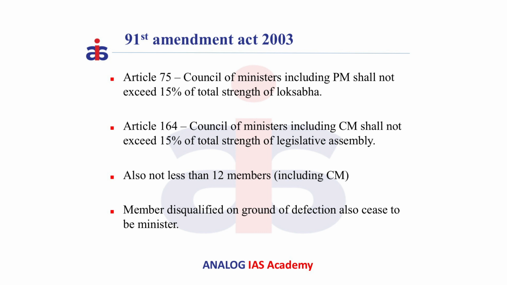The total number of ministers, including Prime Minister, in the Central Council of Ministers shall not exceed 15% of the total strength of Lok Sabha, according to Article 75. Same is the case with the Legislative Assembly of any state. Here, the additional provision is that the number of ministers, including CM, in a state shall not be less than 12. Also, a member of either house of state legislature or parliament belonging to any political party who is disqualified on the ground of defection shall also be disqualified to be appointed as a minister.